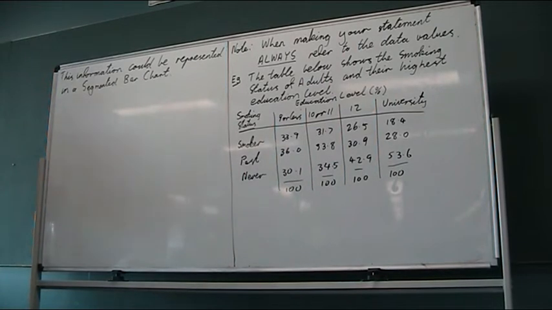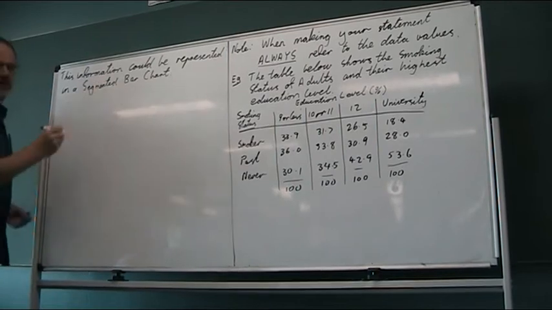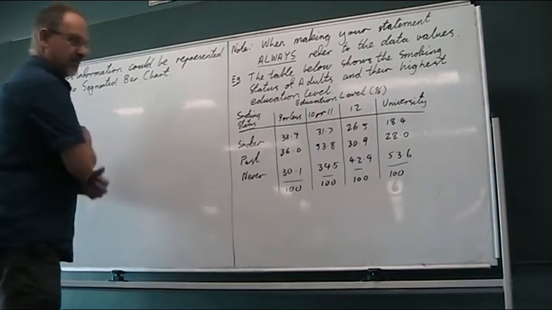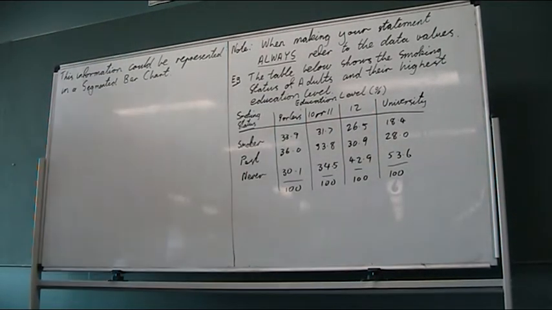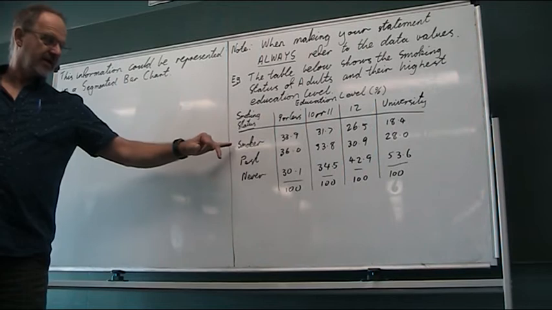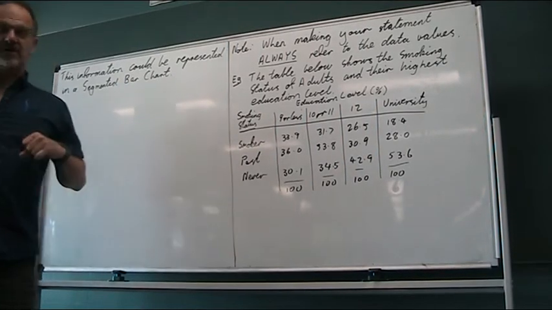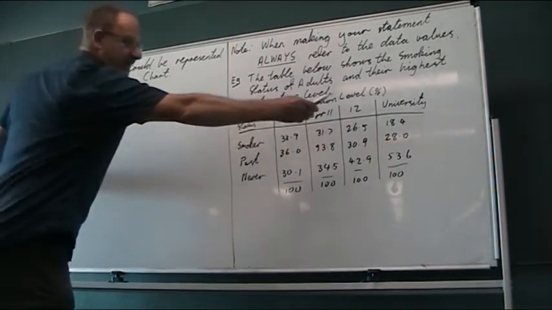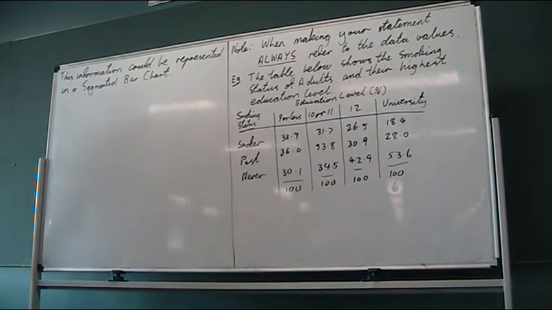All right, so another way that information could be represented is in a segmented bar chart. We could use this for these categorical variables, the categories being the highest level of education and the other categories: smoker, past smoker, never smoked. So we could do a segmented bar chart, and we're told here the education levels in percentage.